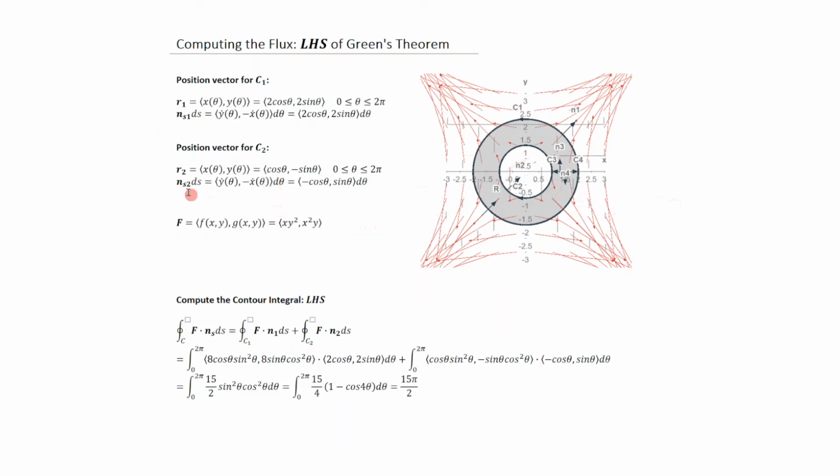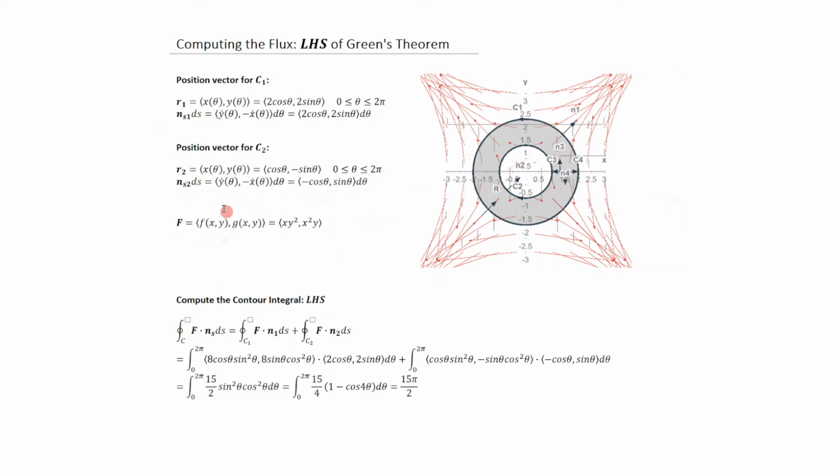Again, you can determine what the normal to that contour is. It's just y dot minus x dot as before. And this turns out to be minus cos theta, sine theta d theta. And the direction of this is consistent with the direction you see here. So effectively, we now have n_s1 ds and n_s2 ds.